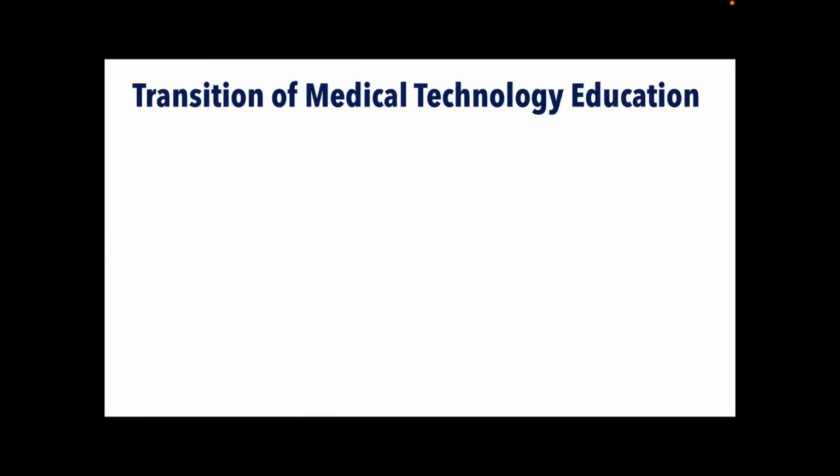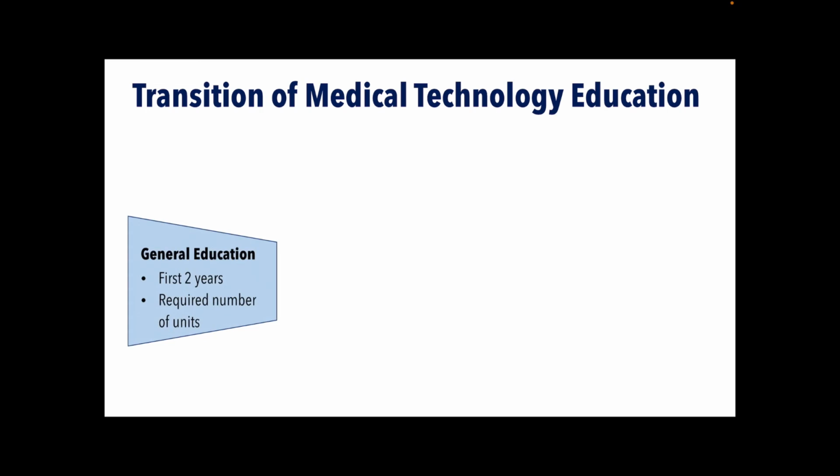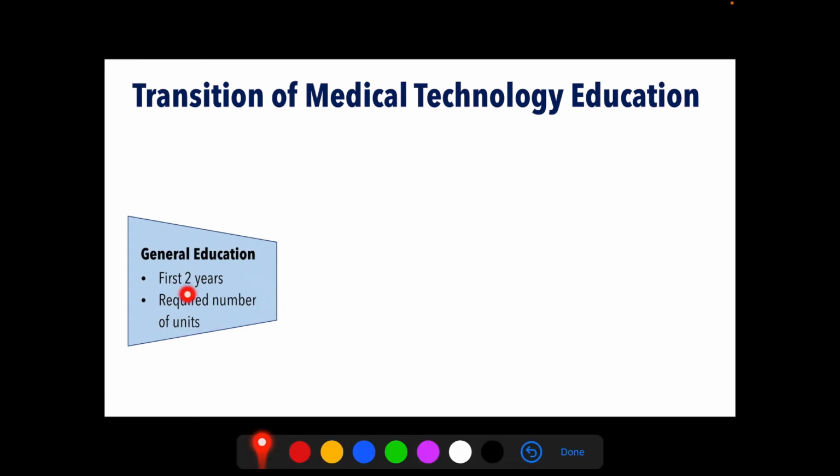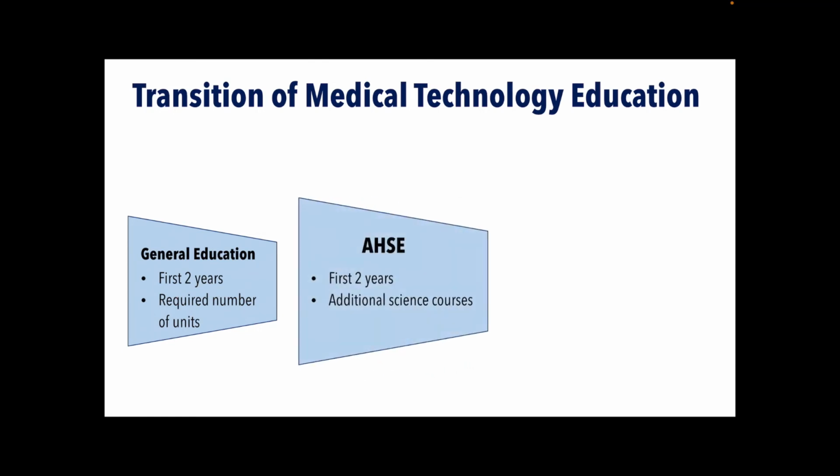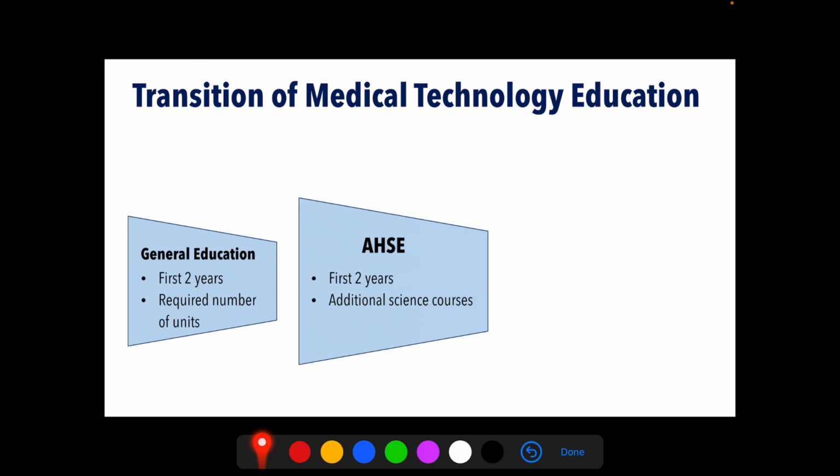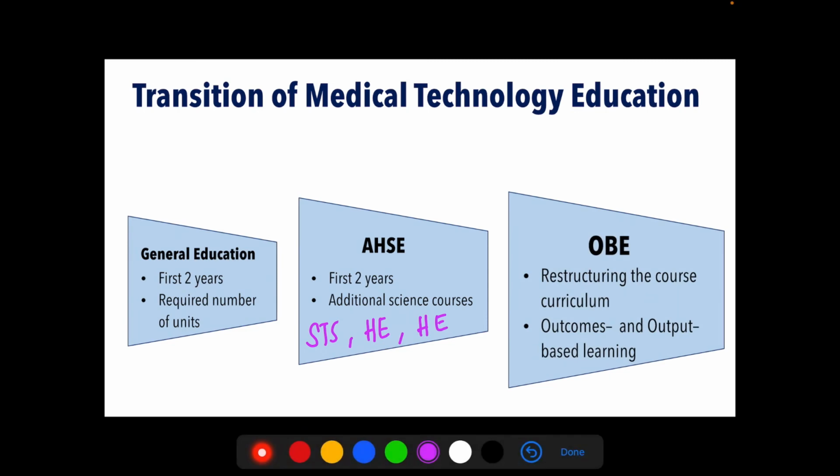Now, let's take a look at the transition of medical technology education. So as what you can see in here, the medical technology program included a general education with a required number of units per course. Then gradually, it changed when the ASE was implemented, so the Associate in Health Science Education. And some courses were also incorporated, so these are STS, also Health Economics, and Health Ethics. And finally, with the implementation of outcomes-based education, the curricular program offerings have been changed to be consistent with the latest CMO. So particularly the CHED Memorandum Order number 14 series of 2006.